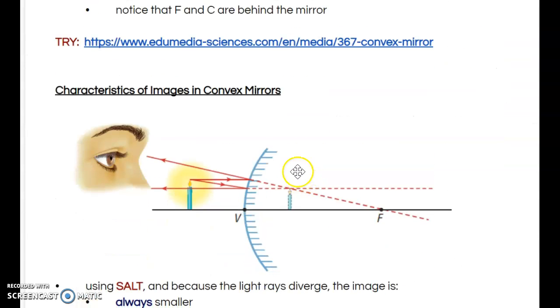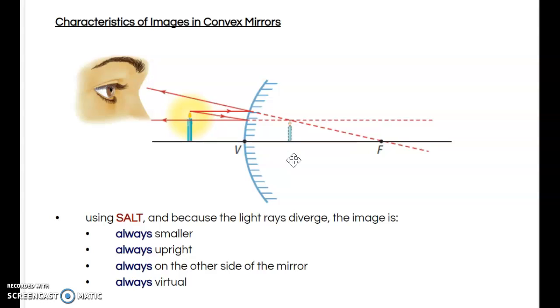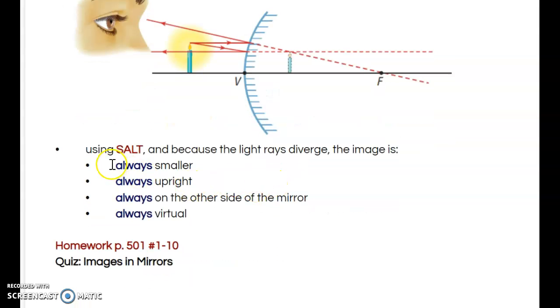Characteristics of images in a concave mirror change depending on the object location, but there's only one type of characteristic that can happen in a convex mirror, or a diverging mirror. Because the light rays diverge, the image is always smaller, always upright, always on the other side of the mirror, and it could be anywhere along the outside of the mirror. And it's always virtual.